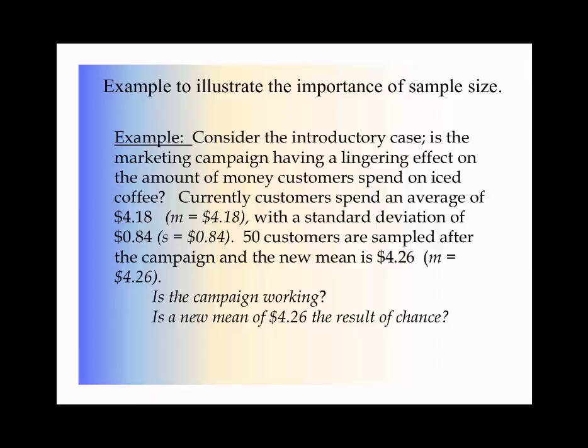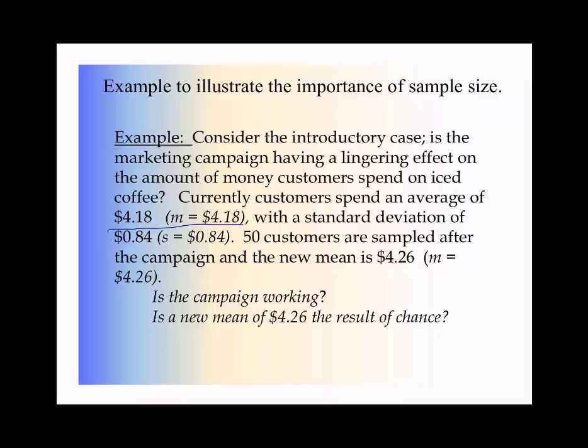Now I have another example that illustrates some of these same points that I think is important, and that is that I pulled the introductory case, and if you read the first page of the chapter, you'll recall that they're talking about having done a marketing campaign to see if people are willing to spend more on their iced coffee. So I guess in general, Starbucks has done an average, and they've found that on average, people have historically been willing to spend $4.18 on an iced coffee with a standard deviation of 0.84 cents.